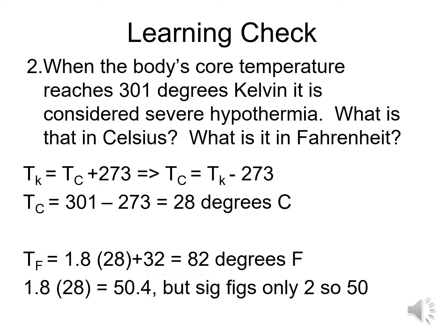Of course, on the sig figs, 1.8 times 28 equals 50.4, but you actually only have 2 sig figs, so it rounds to 50, and 50 plus 32 is 82.